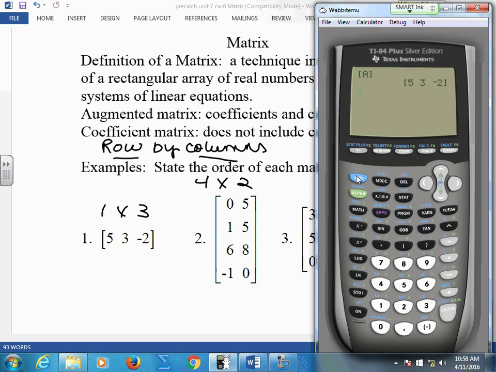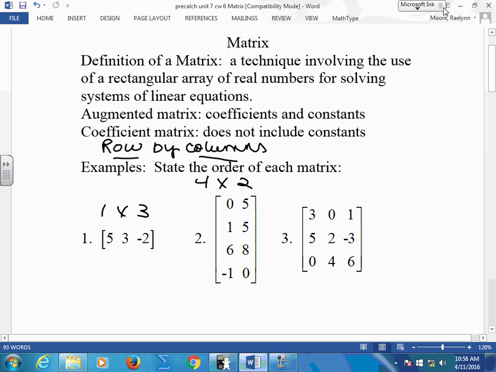So I come to my matrix. I click on A. It says, show me matrix A. Does that look like my matrix? Yeah. So that's how easy it is to get a matrix in your calculator. No catch. There's no catch.